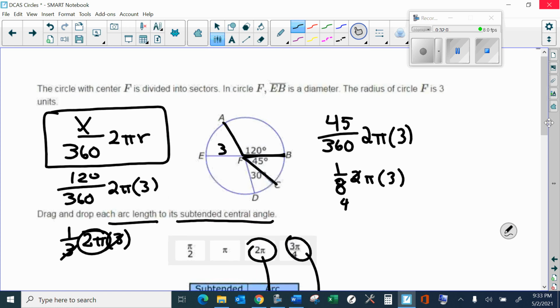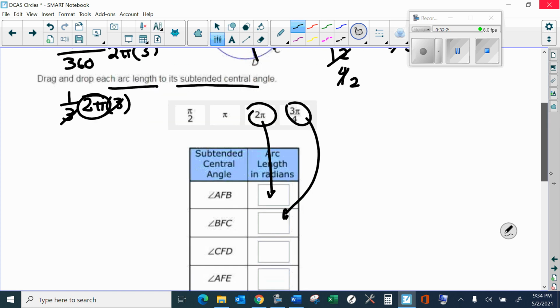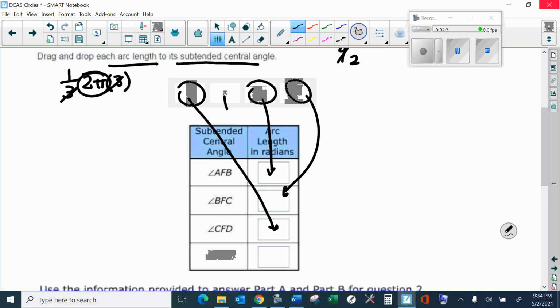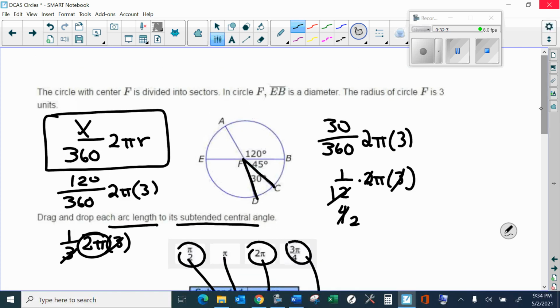CFD. CFD. 30 degrees now. So now we're just changing this to 30 degrees. 30 degrees is 1/12 times 2 pi r. 3 will cancel 12. 4 times 2 will cancel the 4 twice, so I get pi over 2. Pi over 2 goes there, so therefore pi has to be the last one right there. Okay, so got to know the arc length formula: x over 360 times 2 pi r. Fill it in. Guaranteed to be on the DCAS.